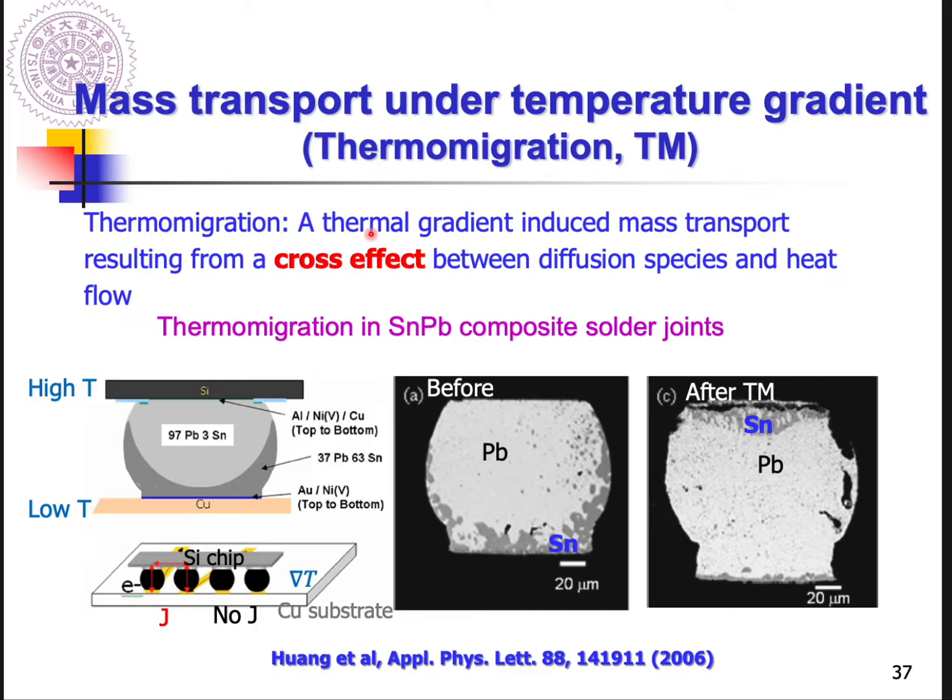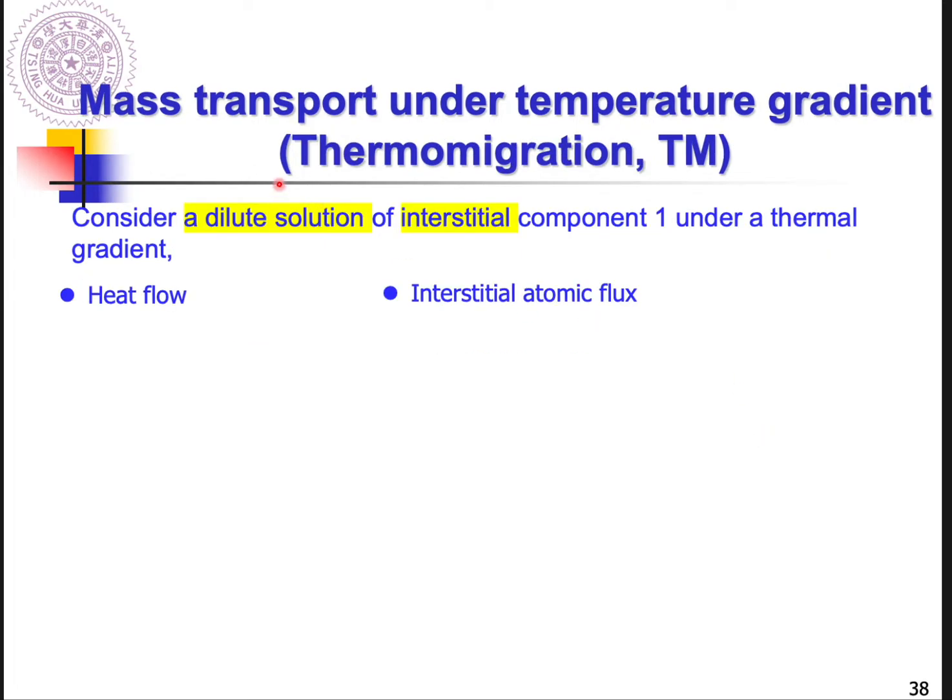Okay, so thermal migration means that thermal gradient induced the mass transport, resulting from what? A coupling effect between the diffusing species and the heat flow. And in this case, is what we learn, right? You can observe the mass transport due to the temperature gradient. So this must have a coupling effect between this species and the heat flow. In order to quantitatively understand the effect of thermal migration, we need to do some calculations.